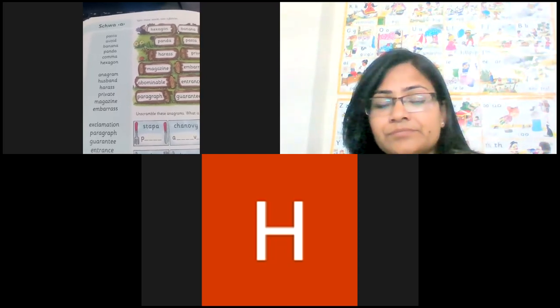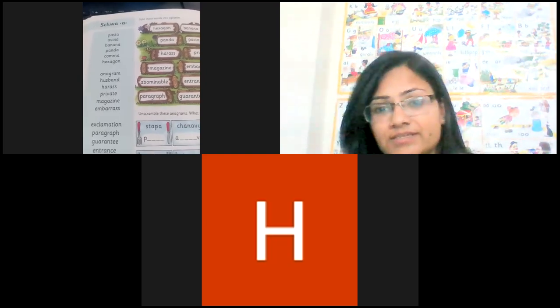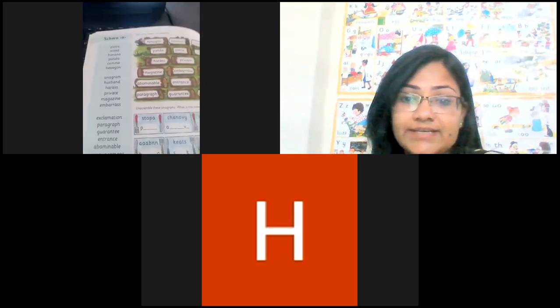Level 1 is first standard, level 2 is second standard, book-wise up to number 6. First, second, third, fourth, fifth, up to 6. Yes, so we are doing till grade 6.